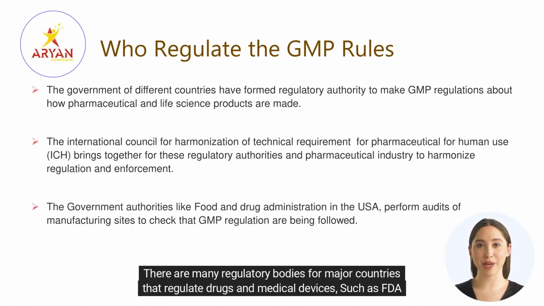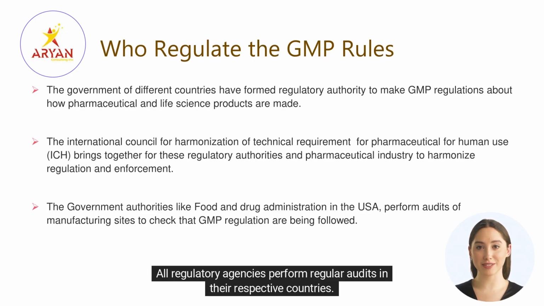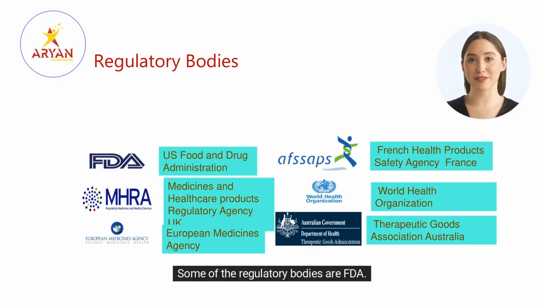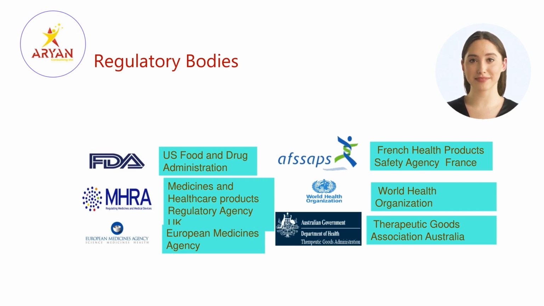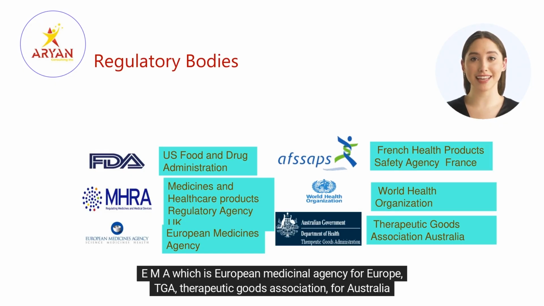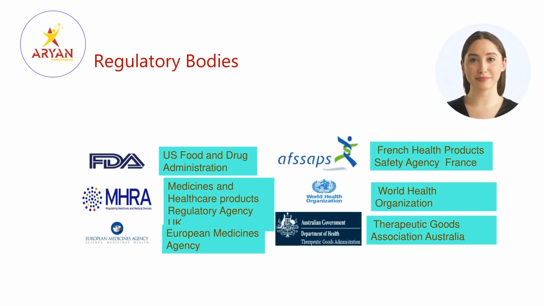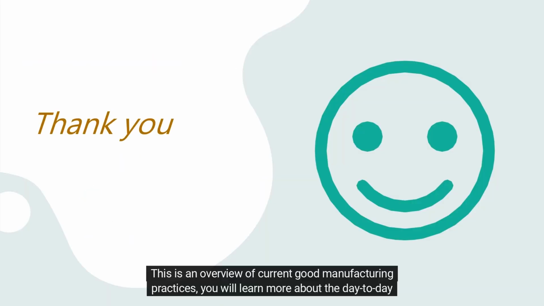There are many regulatory bodies for major countries that regulate drugs and medical devices, such as FDA in the USA, Health Canada for Canada. All regulatory agencies perform regular audits in their respective countries. Some of the regulatory bodies are FDA, Food and Drug Administration in the USA, MHRA, Medicines and Healthcare Products Regulatory Agency for the UK, EMA, which is the European Medicines Agency for Europe, TGA, Therapeutic Goods Administration for Australia, and WHO, World Health Organization for common guidelines. This is an overview of current good manufacturing practices.